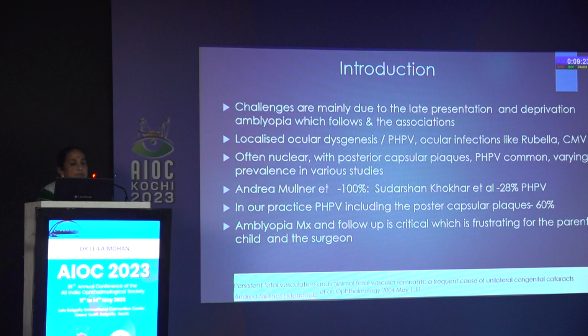Often they are nuclear with posterior capsular plaques. PHPV is very common, varying in prevalence in various studies. Andrea Mullner has shown almost 100% of her cases being unilateral. And Dr. Sudarshan Kokar has shown that it is about 28 to 30% in their study among the unilateral cataracts. In our practice also we have seen, Dr. Meena was showing many of her cases with microphthalmia having PHPV, including the posterior capsular plaques. We have more than 60% of the unilateral cataracts having PHPV. And amblyopia management and follow-up is critical, which is frustrating for the patient, the child, the parent, and the surgeon.